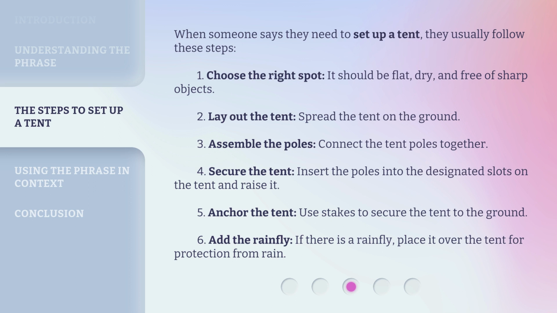4. Secure the tent. Insert the poles into the designated slots on the tent and raise it. 5. Anchor the tent. Use stakes to secure the tent to the ground. 6. Add the rainfly. If there is a rainfly, place it over the tent for protection from rain.